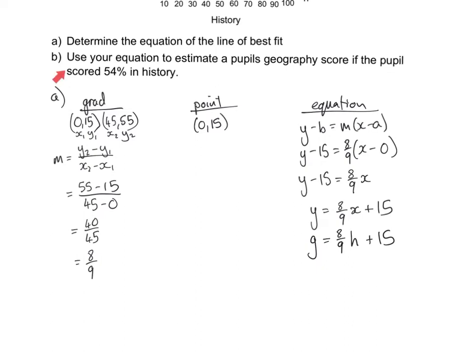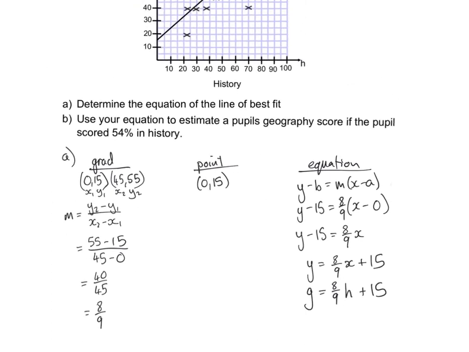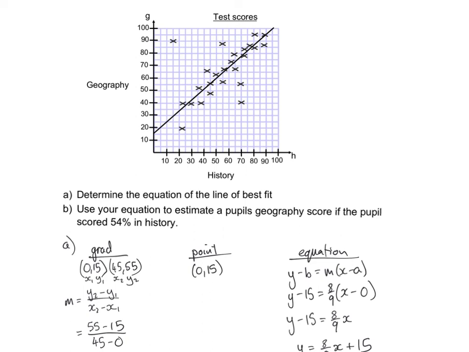Now, part B, it says use your equation to estimate a pupil's geography score if the pupil scored 54% in history. Now what you might be tempted to do at this stage is to go back up to your graph here and look at your line of best fit. In previous years you would have probably used your line of best fit like this. So 54% in history is roughly about here. You go up till you hit your line of best fit and move along to here and you get about 64% for geography.